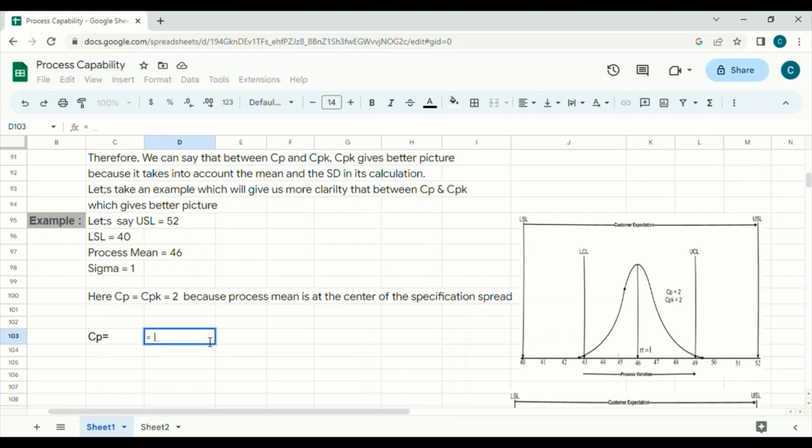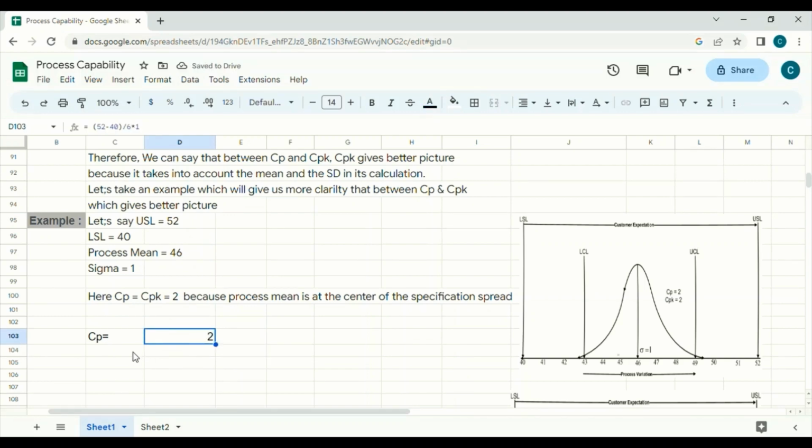Cp value is USL, which is 52, minus LSL, which is 40, bracket close, divided by 6 into sigma, which is equal to 1. Press enter, we'll get Cp value. Here Cp value is 2.